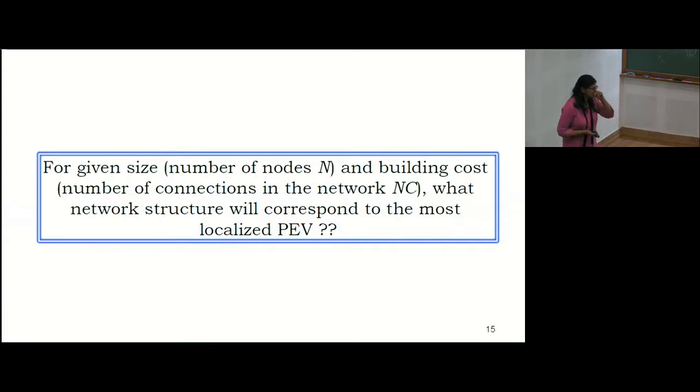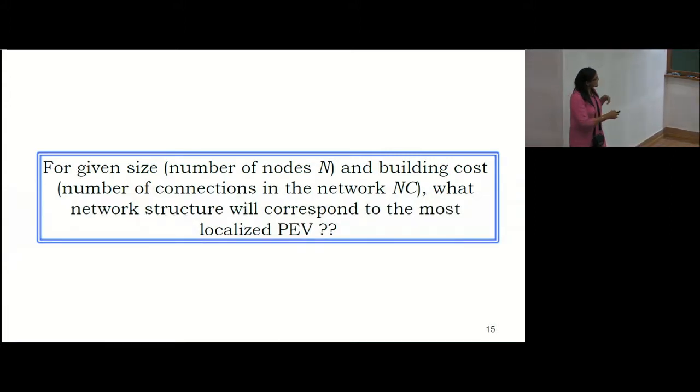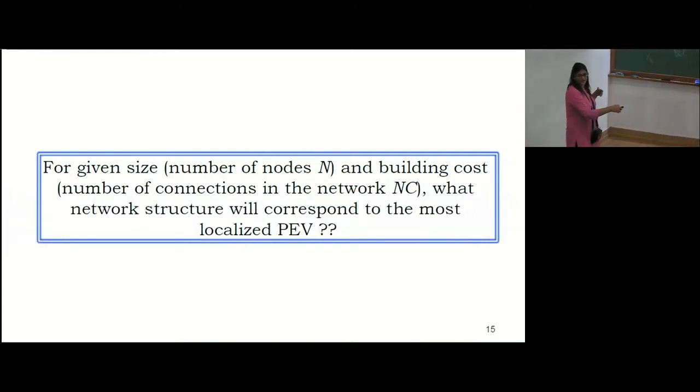But for localization, one can think of a star network, but in a star network you have a restriction between the number of connections and n. So NC is exactly equal to n minus 1. But here the problem is that, given the number of connections and the number of nodes, what network architecture will correspond to the most localized PV? And this is not so straightforward, because we have seen that a star network, and also a tree structure, has a very localized PV, but that may not be the maximum localized. You can always get a network.